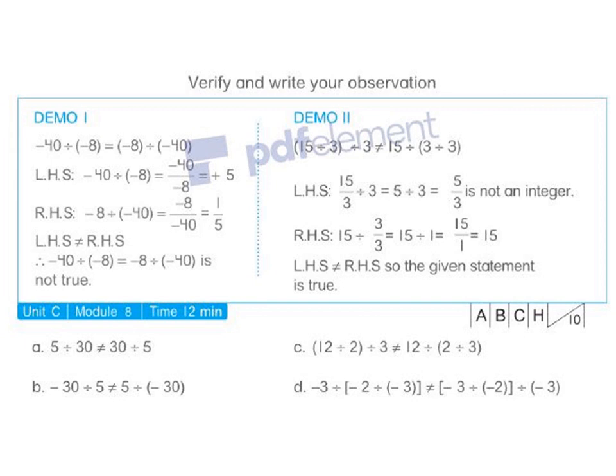So here we have to verify and write our observation. So basically what we have to do, in question number A, we have to prove that 5 divided by 30 is not equal to 30 divided by 5. So what we will do, we will find out the left hand side value and the right hand side value separately and show that left hand side is not equal to right hand side. Therefore, the given equation is not true. Pause the video and go through the demos and try to solve the problems yourself.